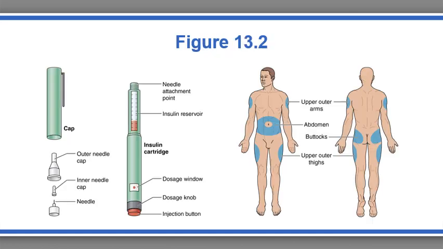So again, illustrations from the book, you can see these. You have your insulin pen on the side, much more convenient than using a syringe and vial to pull the insulin out. And over there, you have the common injection sites for insulin. So the upper outer arms, the abdomen, buttocks, and the upper outer thighs are your common areas where insulin will typically be injected in individuals.